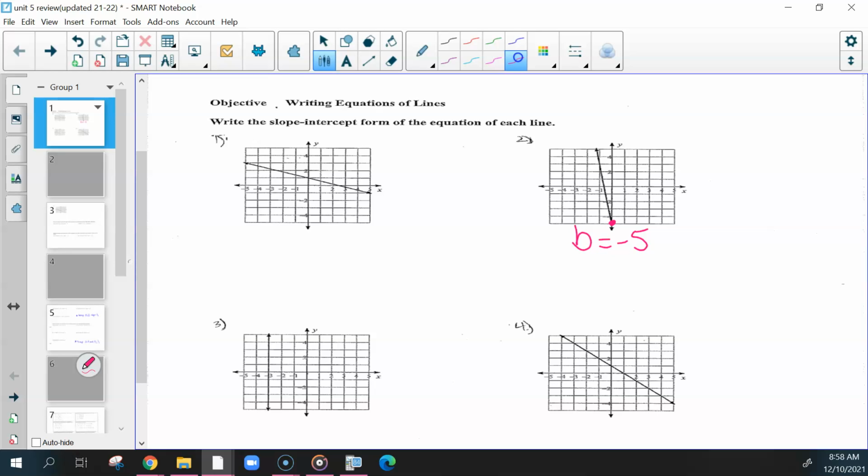And then to find our slope, we need another point that goes to the grid lines exactly. Someone tell me a point they see. -1, 3. Okay. So what would the slope from those 2 points be? -8. So once we have our slope and our y-intercept, we can put those together in an equation. Y equals -8x minus 5. Yep.